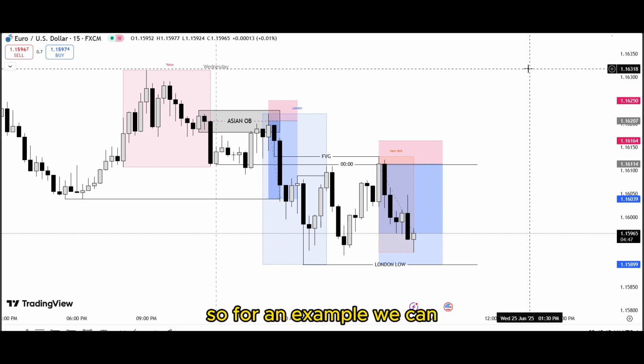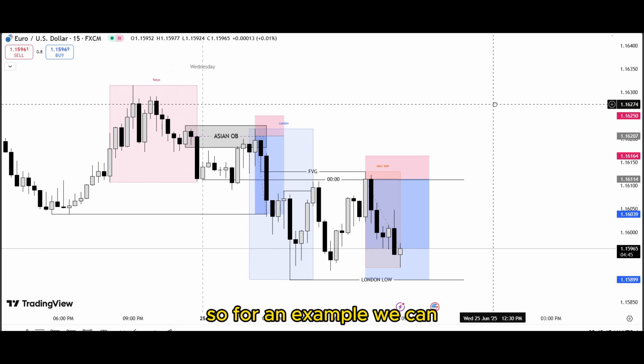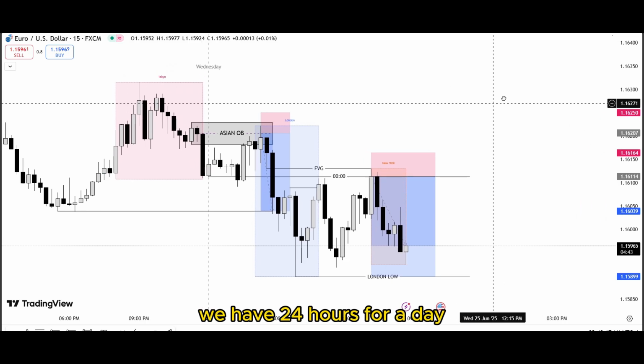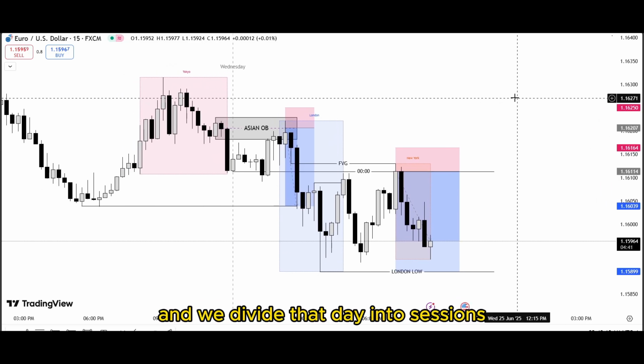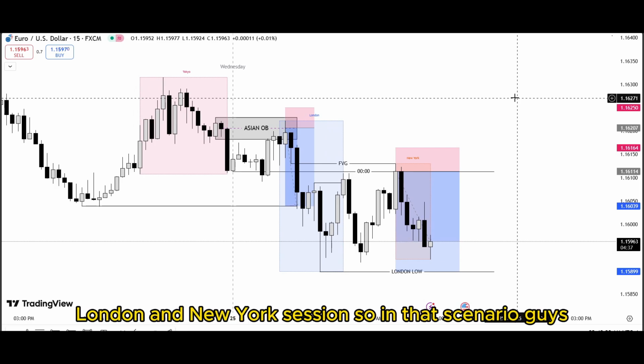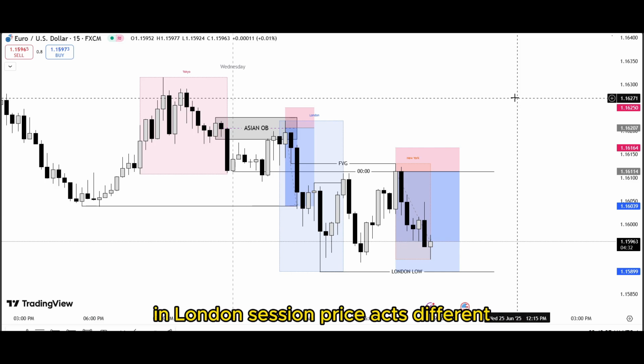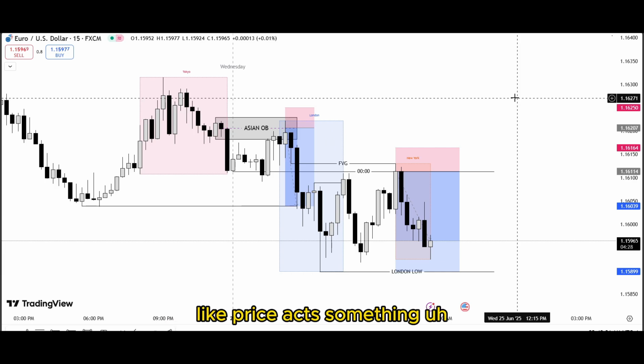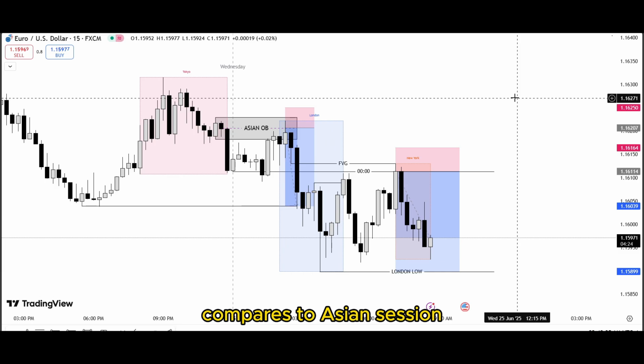Okay, so for an example, we have 24 hours for a day, and we divide that day into sessions. That means Asian session, London and New York session. So in that scenario guys, in London session price acts different, like price acts something different when compared to Asian session and also to the New York session, something like that.